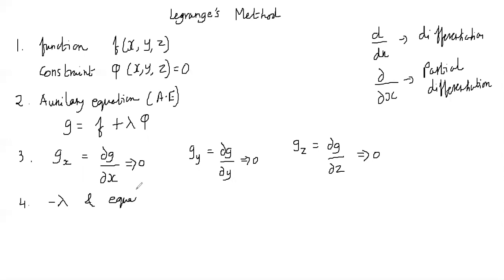We will equate all three equations. For example, in this we'll have minus lambda equal to some value. Here value 2, value 3. So value 1 is equal to value 2 is equal to value 3. When we have three such equations, we will solve any two equations, and again we will repeat the same step.